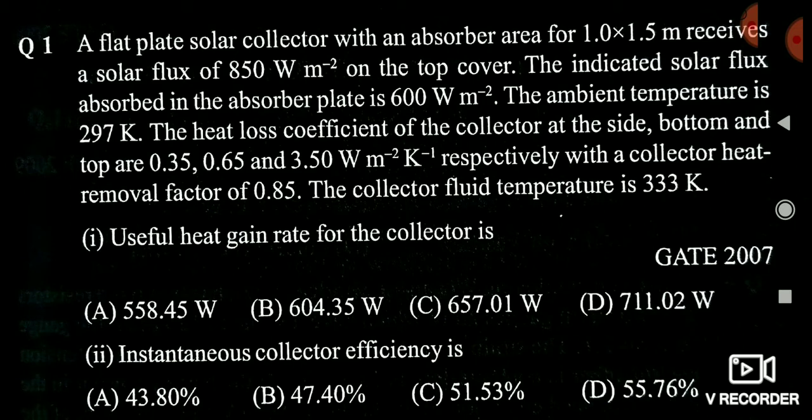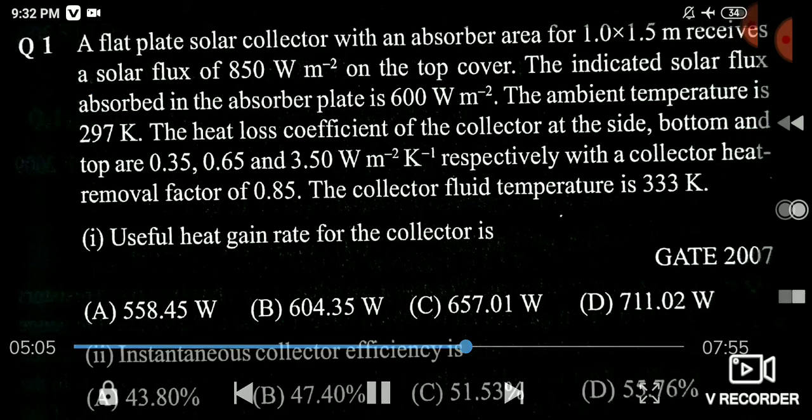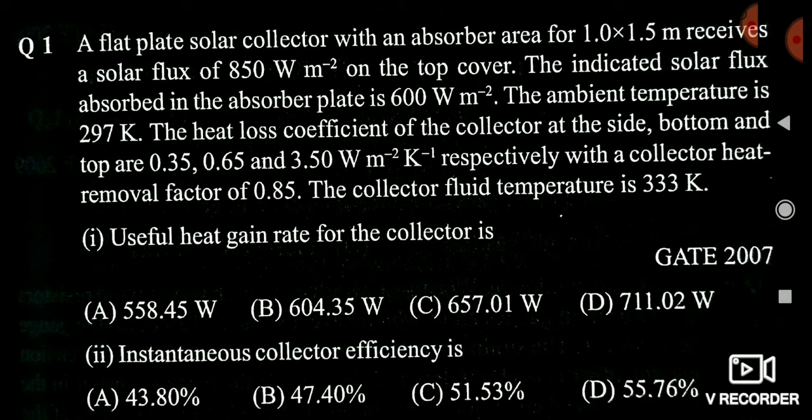Here you can see the indicated solar flux absorbed by the absorber plate. Initially the solar flux coming is 850 watt per meter square, but our collector can absorb only 600 watt per meter square of solar energy. It is similar to this: suppose someone gives me 4 chapatis to eat, but my capacity is to eat only 3 chapatis. So I will eat only 3 chapatis. The remaining 1 chapati is waste.